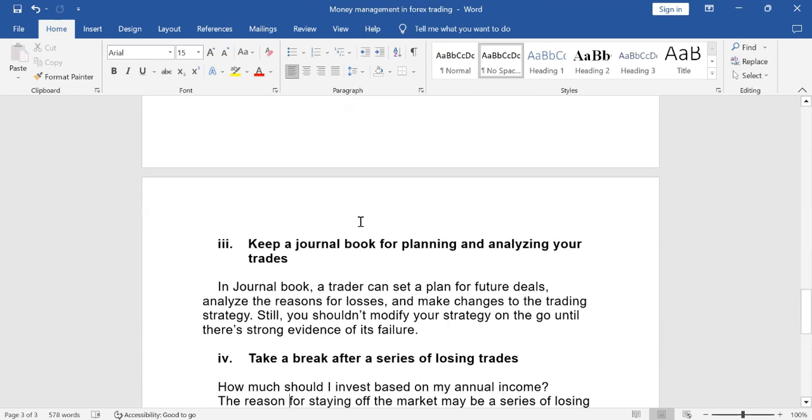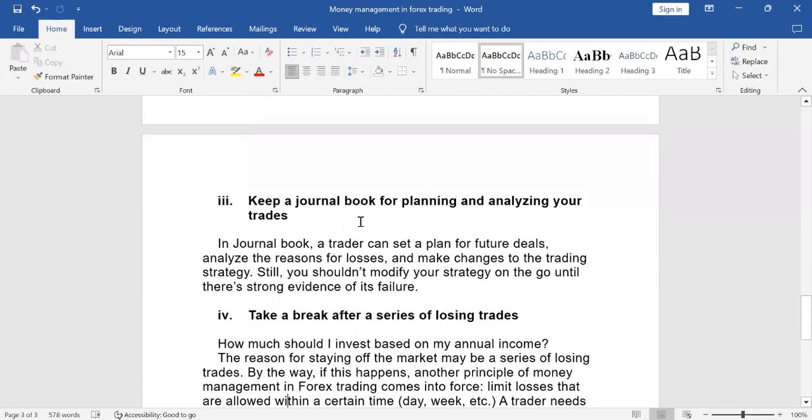Number 3 is keeping a journal book for planning and analyzing your trade. In fact, keeping your journal is a course on its own. A lot of us, as traders, don't have a record book. It's wrong. If you check my book, I have a journal, I have a record book. Some of the strategies I was using 8 years ago are still in my journal.